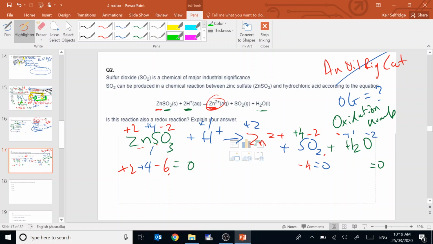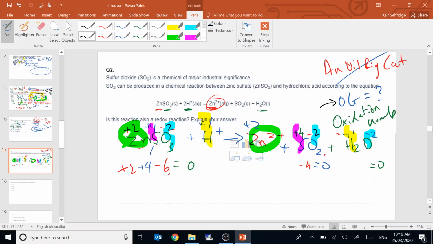Let's pick them all out. The Zn was +2 and stayed +2. So that didn't do anything. The S was +4 and stayed +4. Okay, that didn't do anything. Let's look at the oxygens. This oxygen over here was -2, and that stayed. That didn't do anything either. Okay, let's look at the H. H was +1 and stayed +1. So even though initially it looked like oxygens were moving around and the OG, the original method, might have worked, there was some doubt, so we double checked with oxidation numbers, and this is not redox.